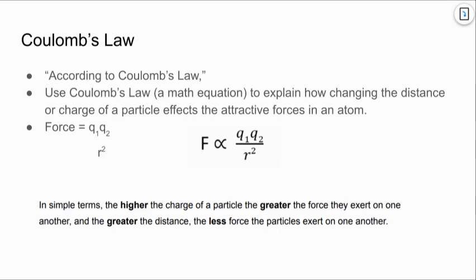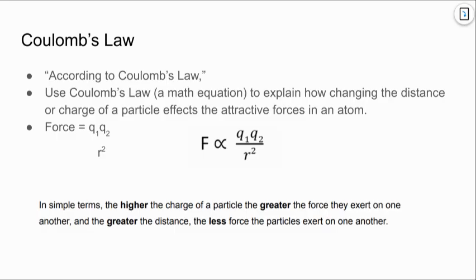So Coulomb's law is a math equation. In this math equation, we can use it to express what is going to happen to the forces within an atom if we change any characteristics of those forces. A lot of times we'll have questions that start out by saying, according to Coulomb's law. We're going to use Coulomb's law, which is a math equation. I'll talk a little bit about the difference between these two and why we write it in different ways.